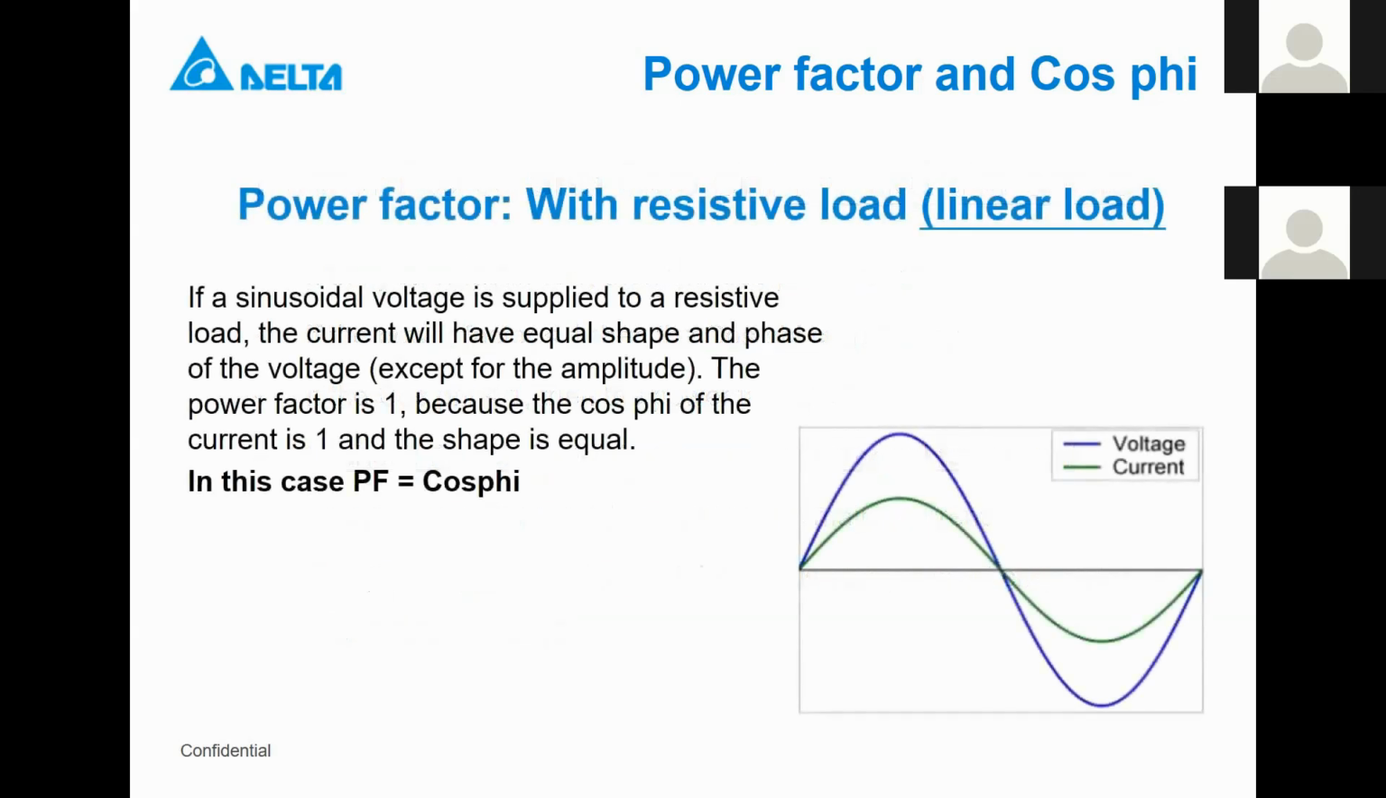First of all, if we connect a resistive load to our normal power supply, the mains supply, we have a sine wave form for the voltage and the current, of equal shape. Current and voltage are in phase, with no displacement between them because it's a resistive load. In this case, cosinus phi and power factor are exactly the same.